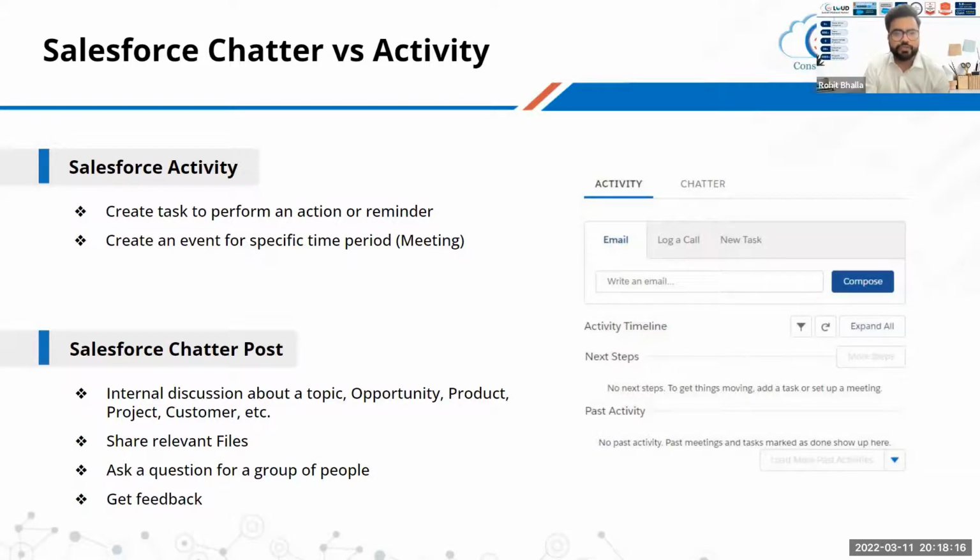Chatter can be used for internal discussion about a topic, opportunity, product, project, customers, etc. We can share the relevant files. We can ask a question to a group of people, or to specific people or a person, and I can ask my manager as well. And we can take feedback: this is how I have presented, I have written it down, so can you share your feedback? We can use it in any way. We just need to start thinking about it.